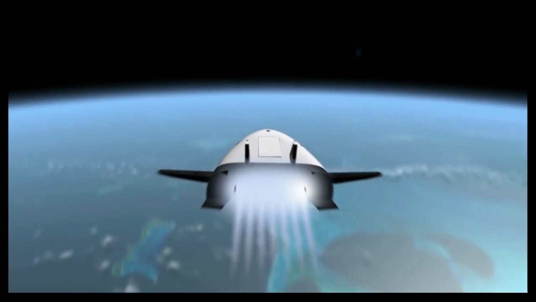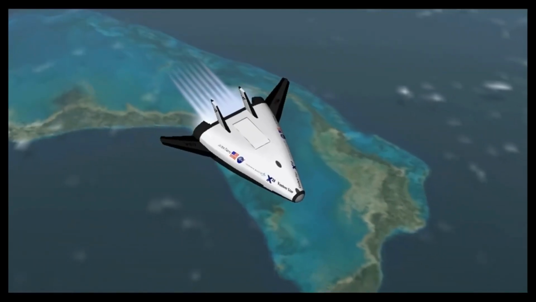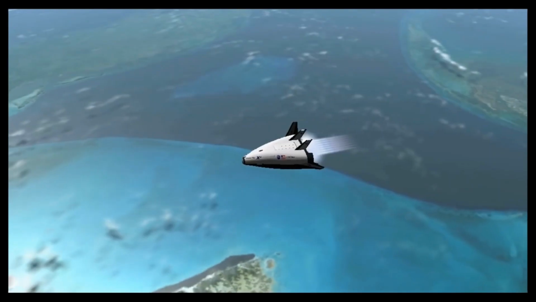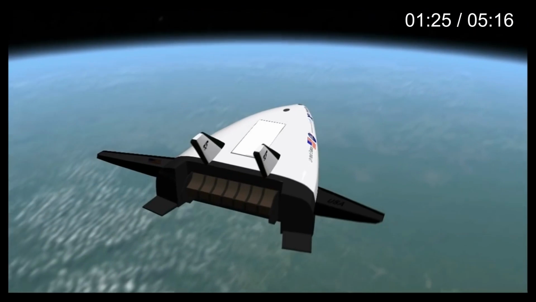So I will be skipping a little bit because it will consume a lot of time. I will skip a little bit and explain what is happening over there. So once it reaches a certain altitude, an orbital transfer will be done, and it will be revolving around the Earth.